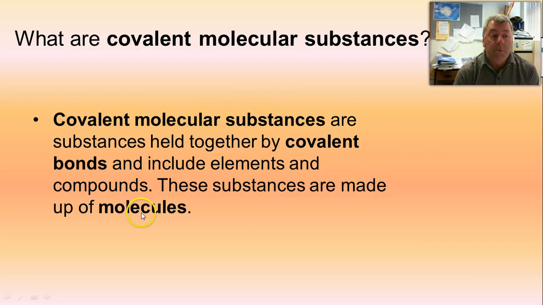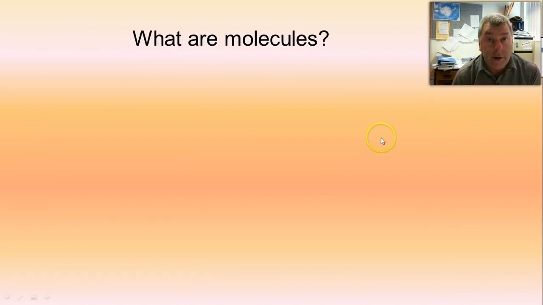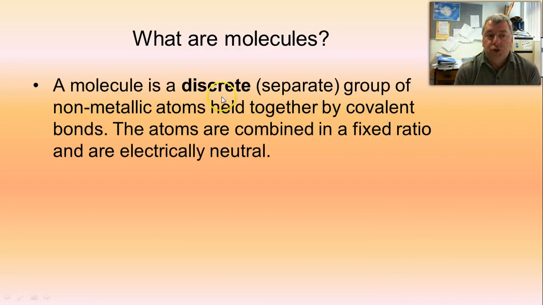These substances are made up of molecules. And so to be a covalent molecular substance, you've got to have molecules. But what are molecules? A molecule is a discrete separate group of non-metallic atoms held together by covalent bonds. So, put that in simple words, we've got a number, usually a small number, but in the real world it can be massive numbers of non-metals, and they're held together by sharing electrons. These atoms are combined in a fixed ratio and are electrically neutral.